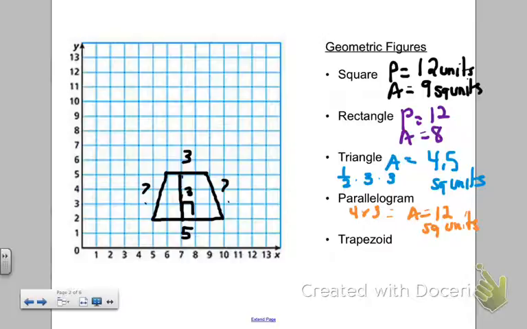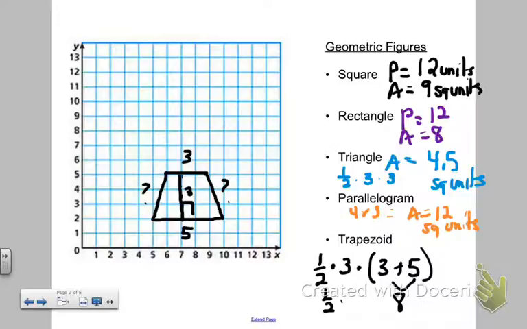So I can figure out the area of this trapezoid. I may not be able to find the perimeter, but I could find the area. And I have to do 1/2 times the height, which is 3, times the bases that I have to add, 3 plus 5. Now remember, I'm going to do what's in parentheses first. So now I have 1/2 times 3 times 8, and let's see, that would give me 12. 12 square units. Hopefully you're getting the idea here.